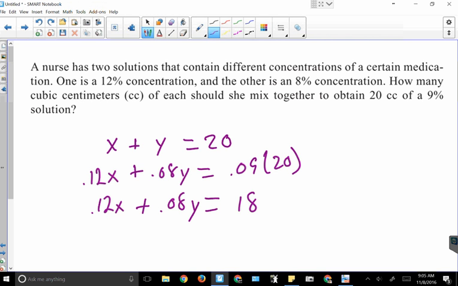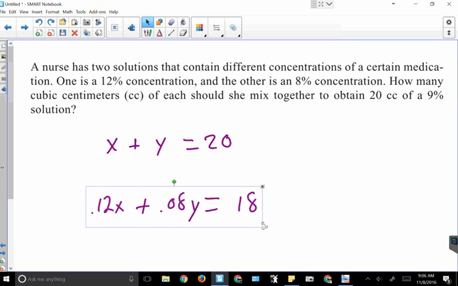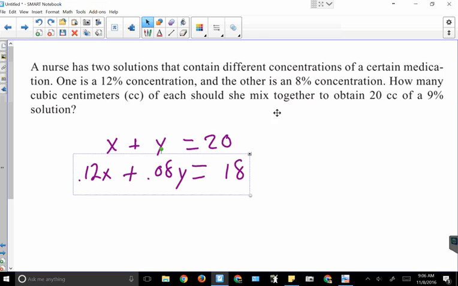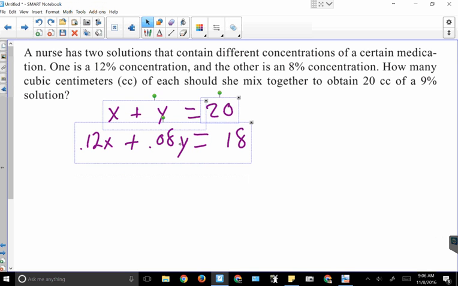So, now I kind of ignore this equation right here. Just kind of push it aside. My question now is: elimination or substitution? Which method would be the best way of dealing with this? Elimination, indeed. Why? Because I've got plain old x's and plain old y's.